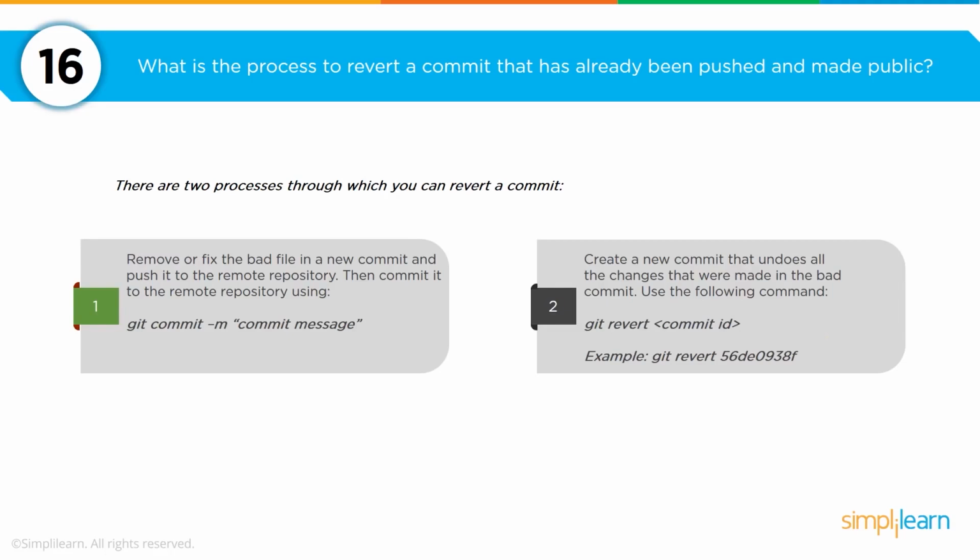The second is to create a new commit that undoes all the changes that were made with the bad commit. To do that, you would use git revert and then the commit ID, and the commit ID could be something such as 56DE0938F, but you'd have to find that from the commit that you had made, but that would allow you to revert any bad files that you had submitted.